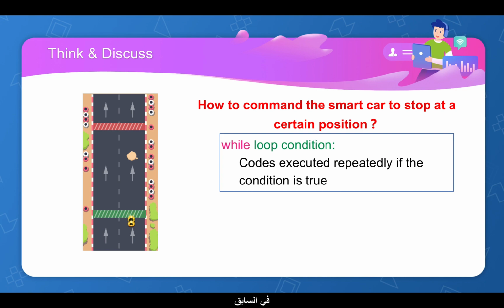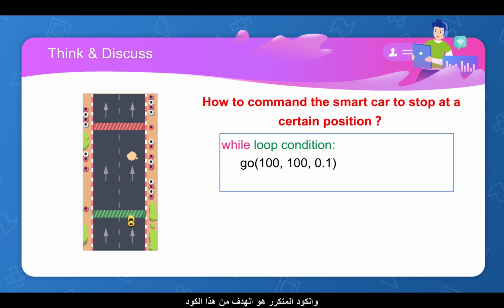In the previous lesson, we tried to solve this problem with the while loop. And we can easily write down the pattern: the keyword while plus loop condition plus codes, which are executed repeatedly if the condition is true. And the repeated code is a go function with parameters of 100, 100, and 0.1 seconds.